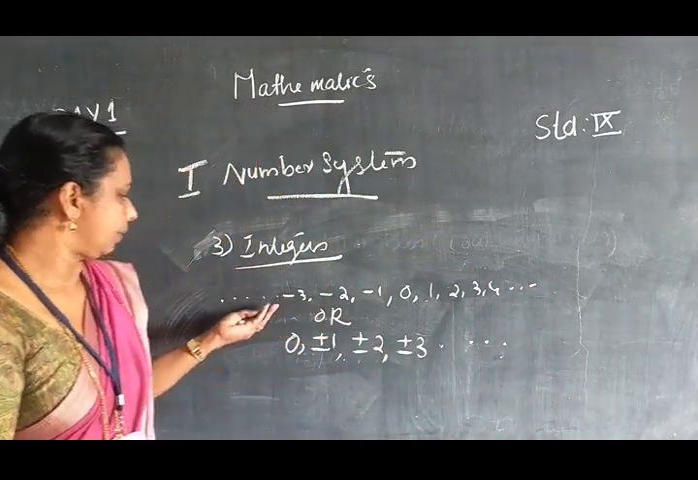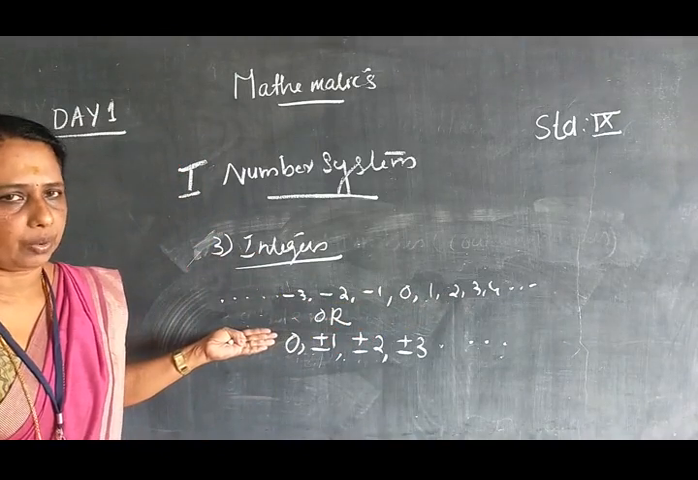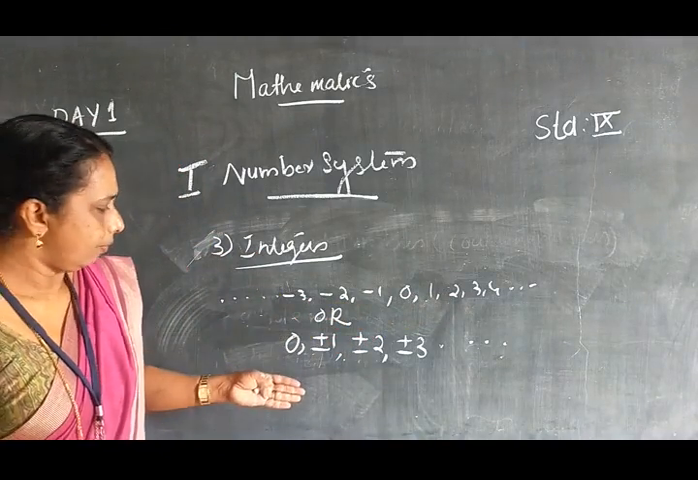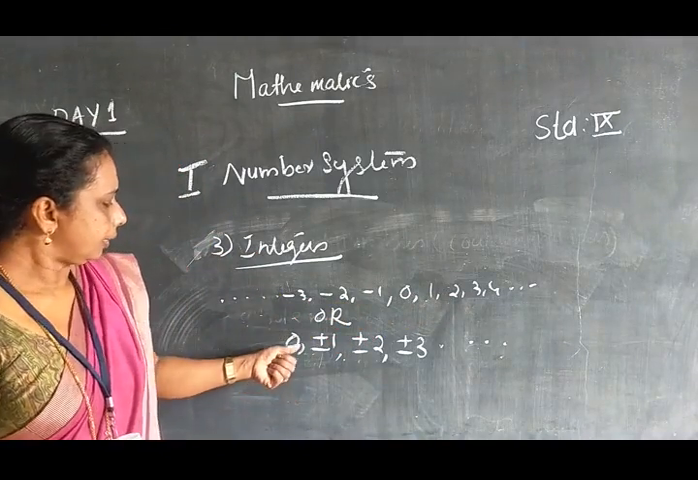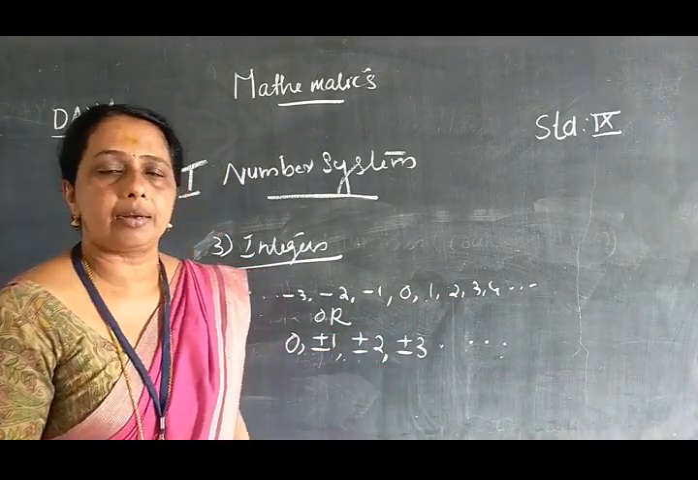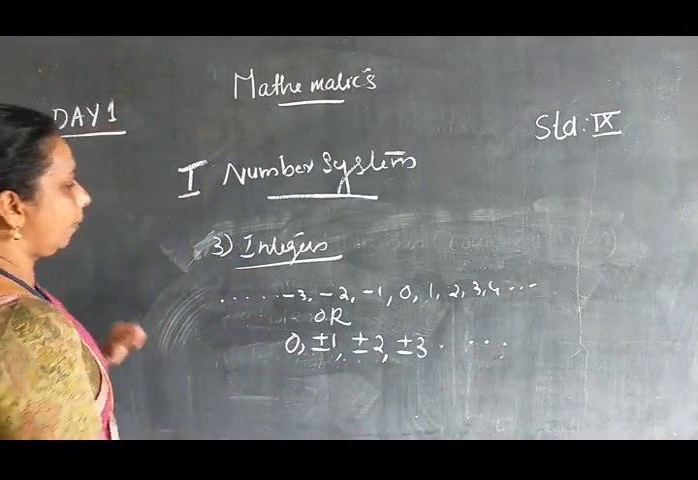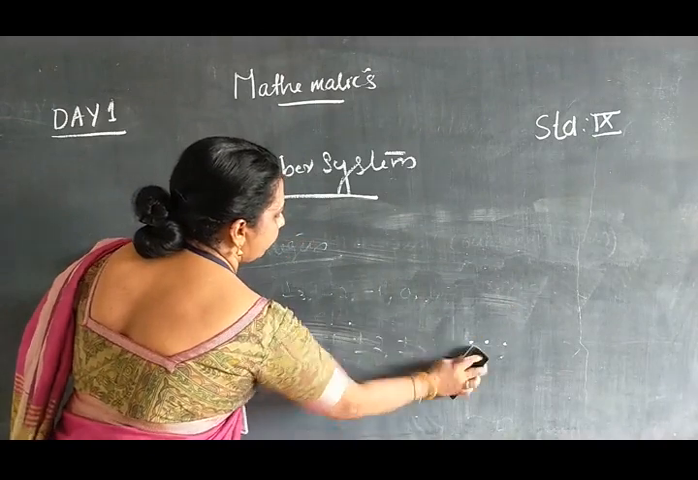Then we can represent these numbers on a number line that you already studied. Okay, I will explain after that. Then 0, plus or minus 1, plus or minus 2, plus or minus 3, etc. are called integers. Then the next, fourth one is, you know that, what is fourth one?